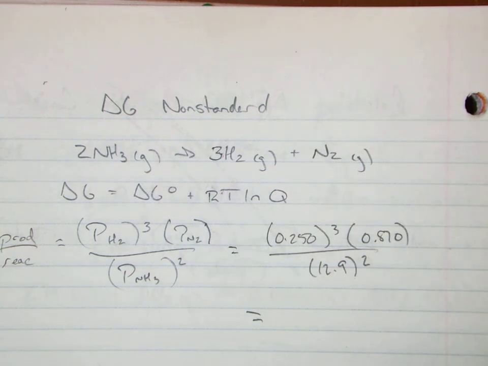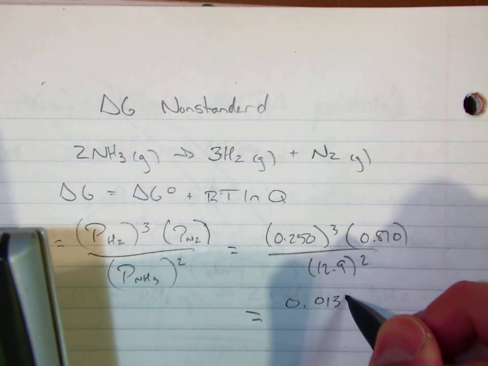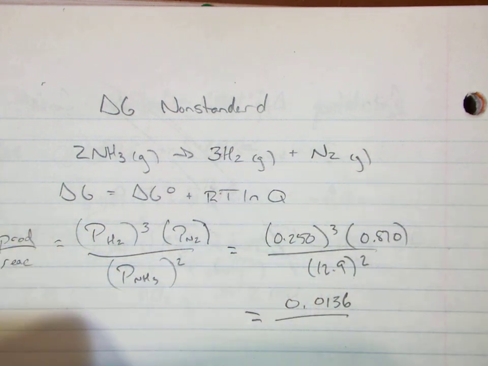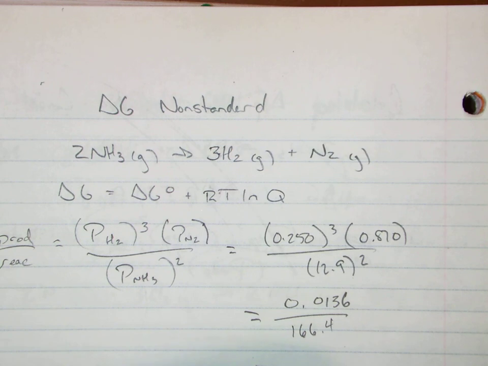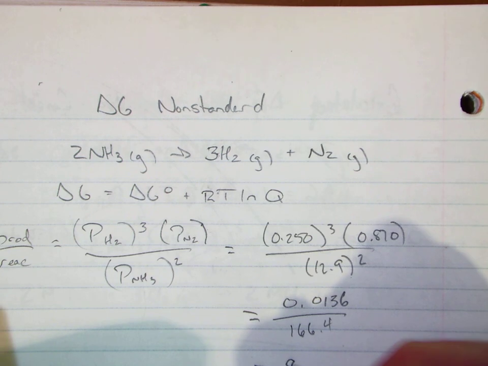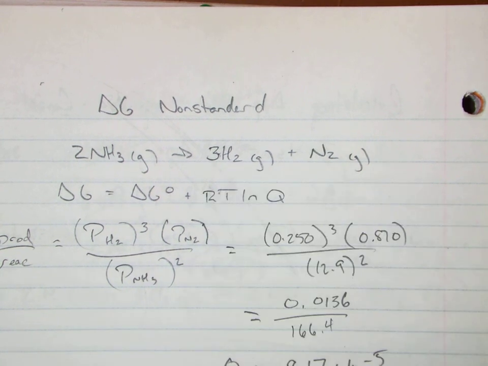I'm going to plug all of these into the calculator. So I've got 0.25 cubed, which is 0.015625, times 0.87, which is going to give me 0.0135 on top, 0.0136 when it's rounded, divided by 12.9 squared on the bottom, which is 166.4. My final value of Q is equal to 8.17 times 10 to the negative fifth. Now I can go back up here.